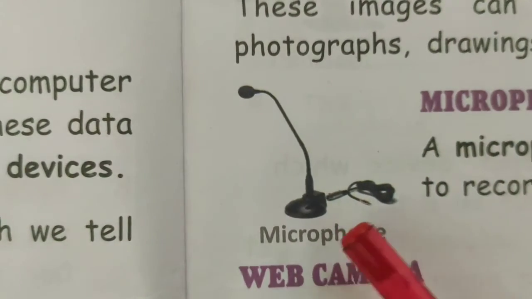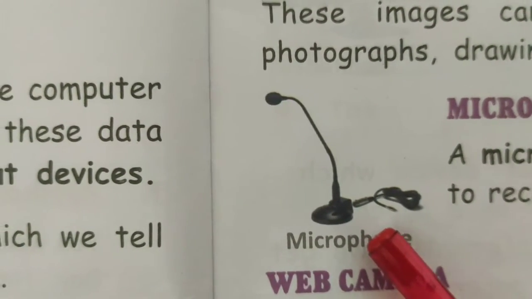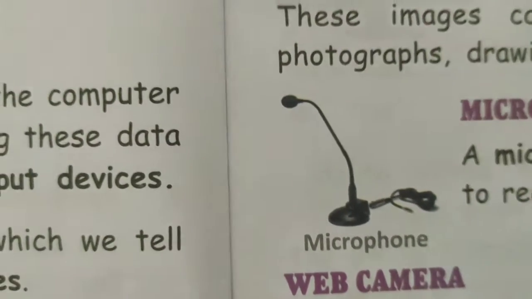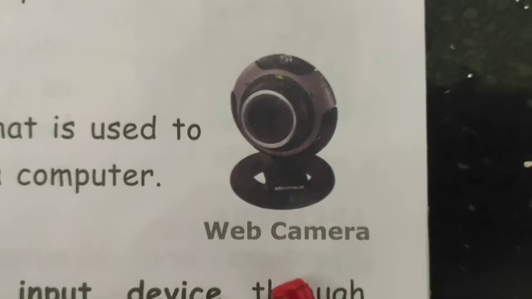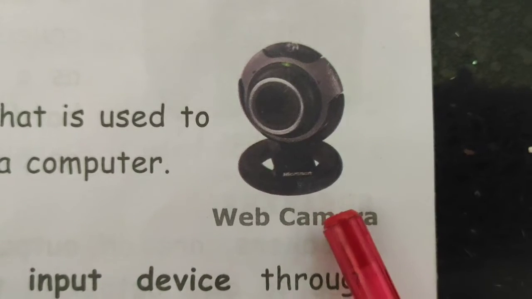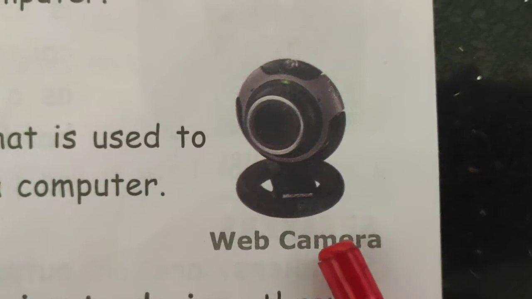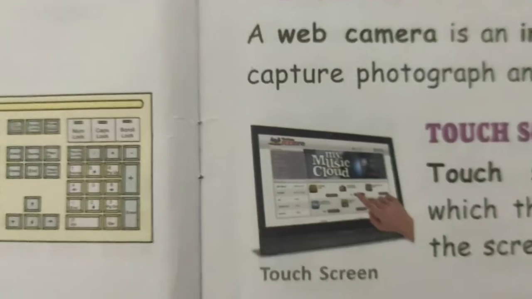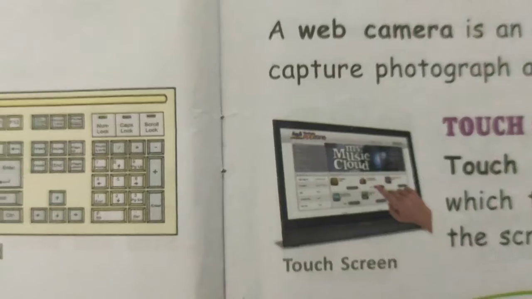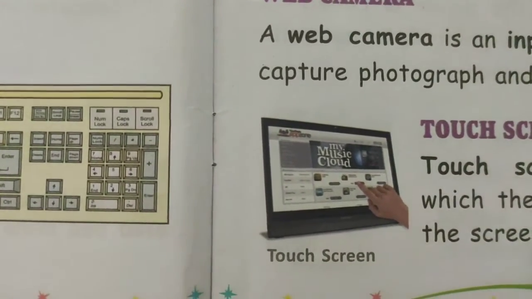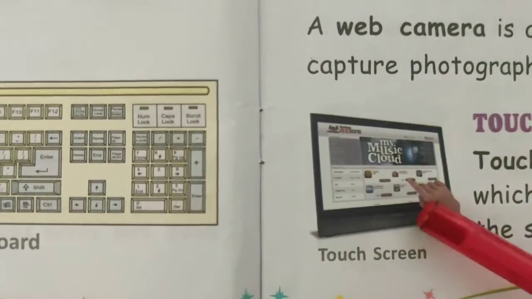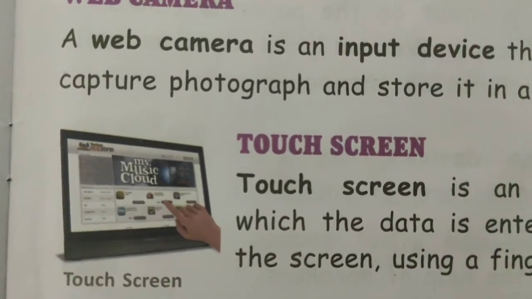Next is microphone. This is an image of a microphone, and it is also an input device which is used to record voice in a computer. Next is web camera. Just like a digital camera, a web camera is used to capture photographs and store them in a computer. Next is touch screen. Touch screen is also an input device through which data is entered by simply touching the screen using a finger, just like a smartphone.